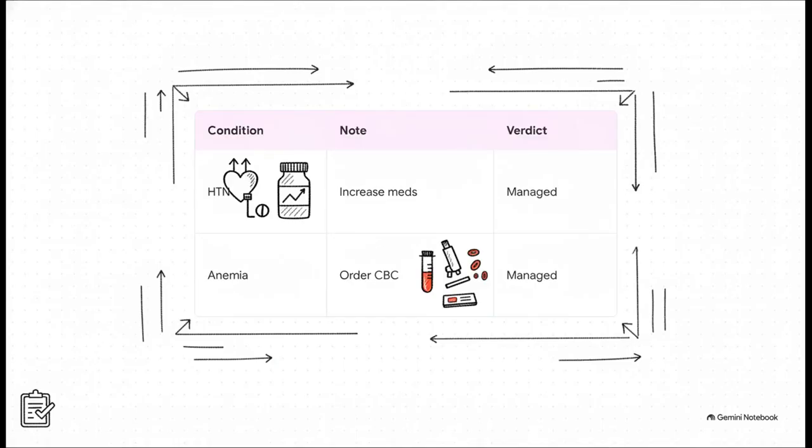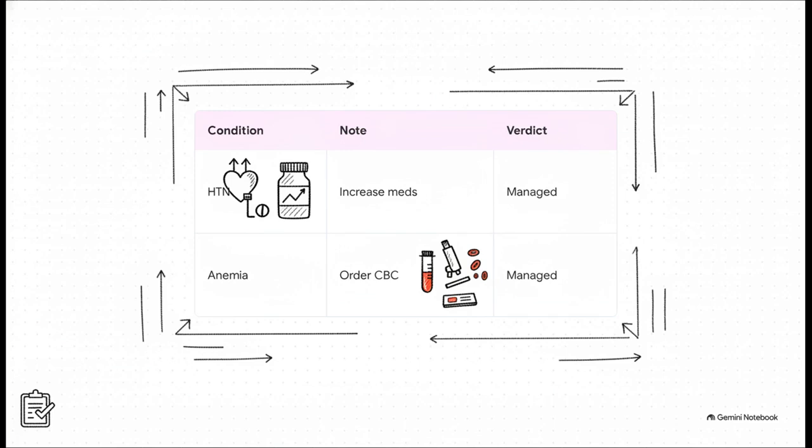Let's look at the first 2 conditions here. Condition 1 is a hypertensive disorder. The provider notes, return to clinic in 2 weeks for BP check, increasing lisinopril from 10 to 20 milligrams. So, what's our auditor verdict? This is managed for sure. Increasing the dosage clearly demonstrates an actively managed, uncontrolled chronic condition. That's the T in MEAT for treatment modification.